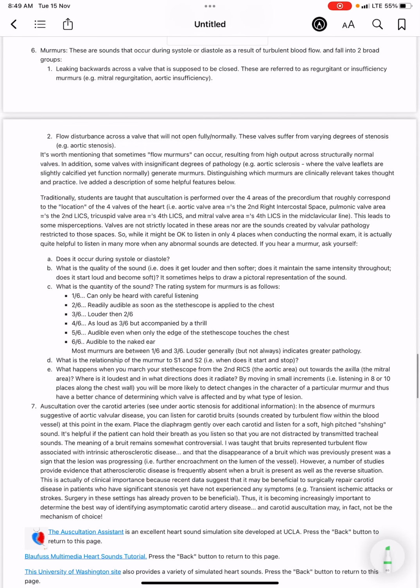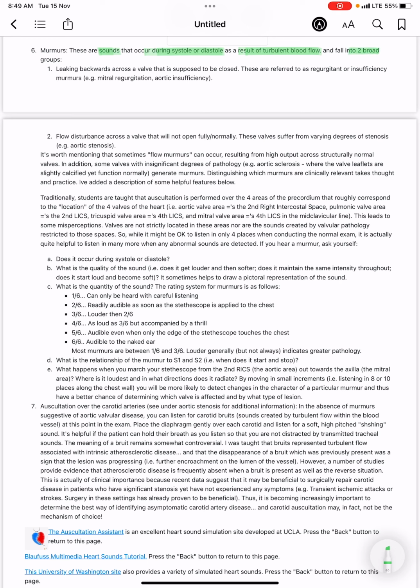So then under cardiovascular examination, murmurs. These are sounds that occur during systole or diastole. Why are these murmurs occurring? Because of turbulent blood flow, and they fall into two broad groups.